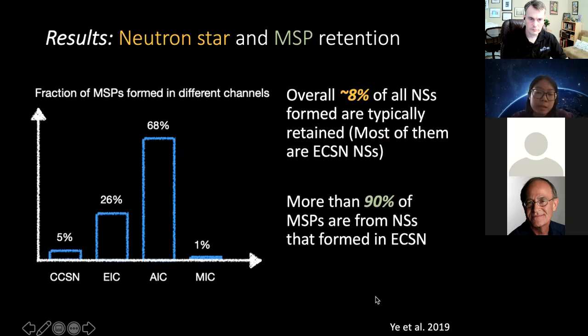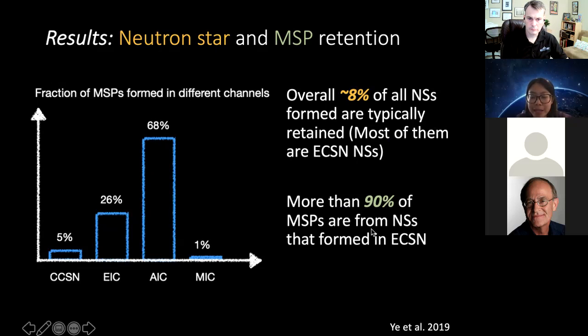And that's because the escape speed of a cluster is typically smaller than 100 kilometers per second. So most of the neutron stars formed in core collapse supernova will escape at the time of formation. But on the other hand, neutron stars from electron capture supernova are very likely to be retained because they have small natal kick. So overall, only about 8% of all neutron stars ever formed in a typical cluster are retained. And most of them are from electron capture supernova.